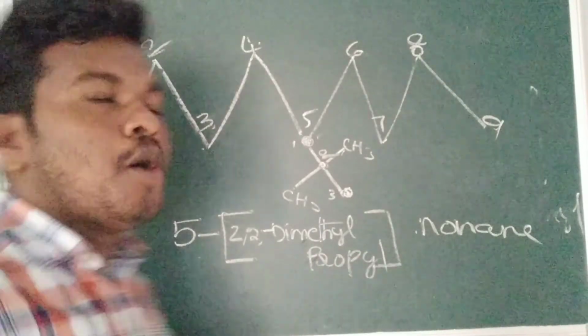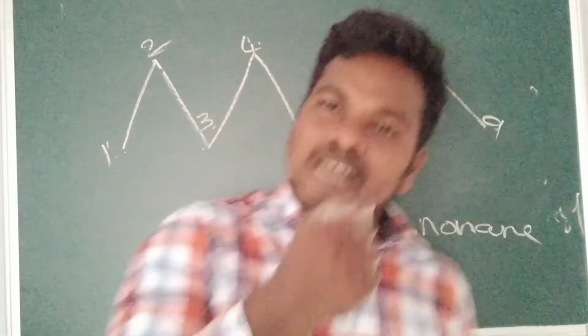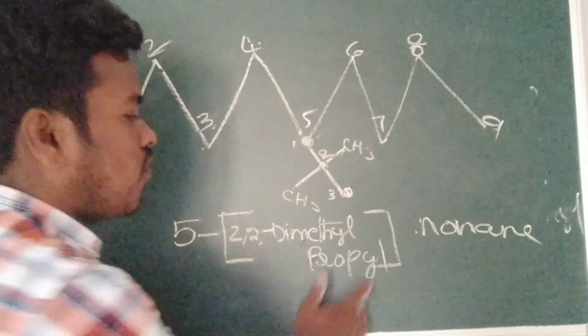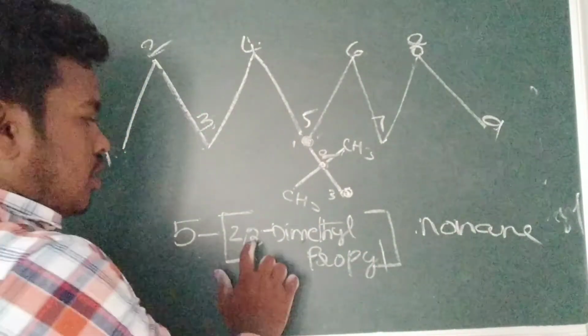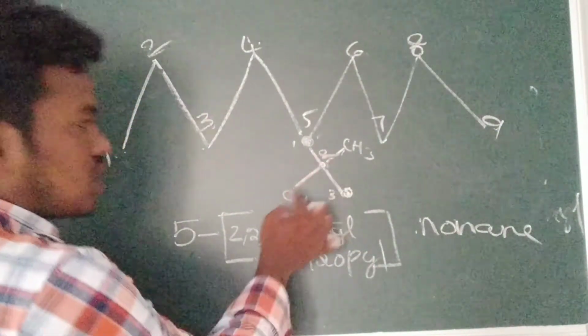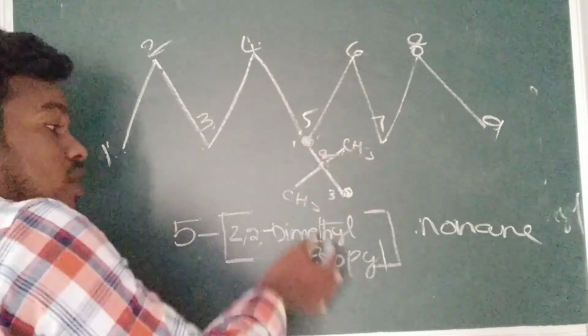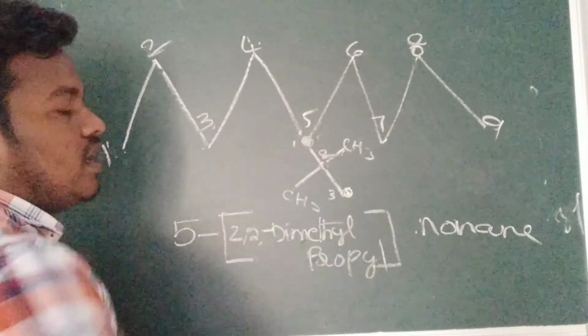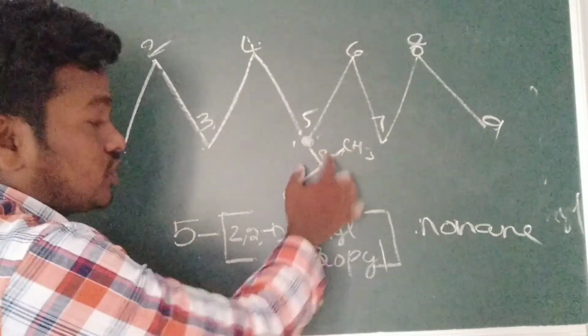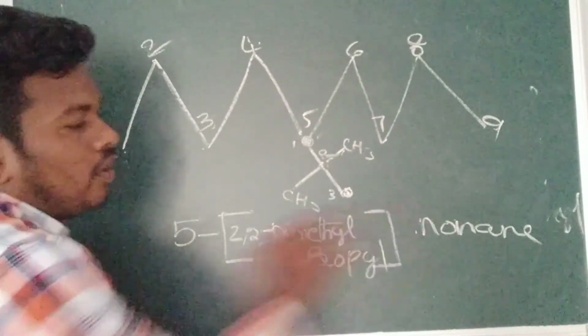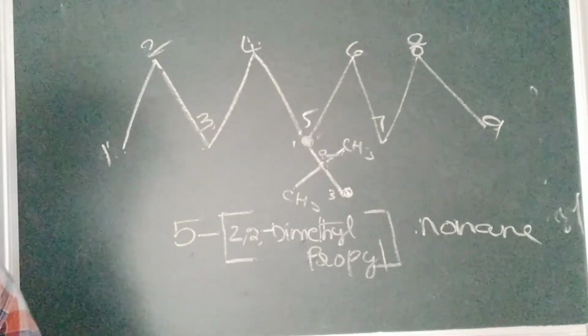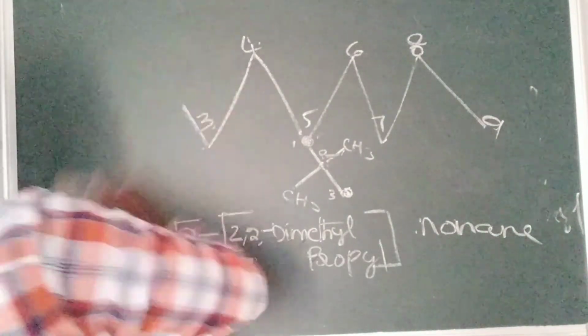You should not write propane, because it is also branched. Anything branched, YL will come. 2 comma 2, on the second position, 2 methyls are present. 2 comma 2 dimethyl. What is the main chain? Propyl. A branched chain, a sub-branched chain. Nonane, you have to write like this. So see the next example. You can see another example.